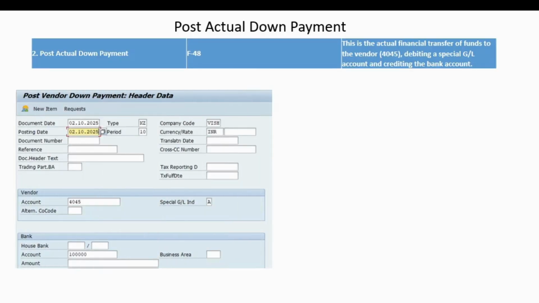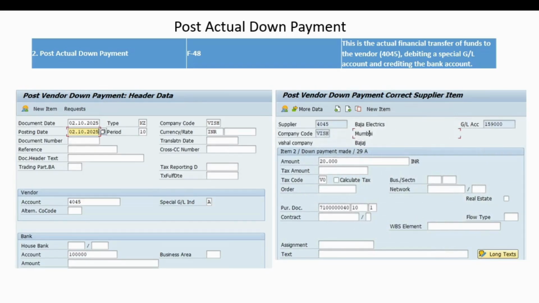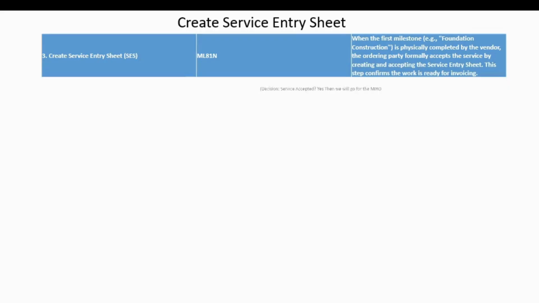Then step number 2, post actual down payment in T code F48. This is the actual financial transfer of funds to the vendor account, 4045 here, debiting a special GL account and crediting the bank account. When the first milestone, for example foundation construction, is physically completed by the vendor, the ordering party formally accepts the service by creating and accepting the service entry sheet. This step confirms the work is ready for invoicing.